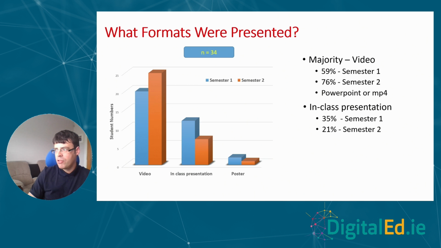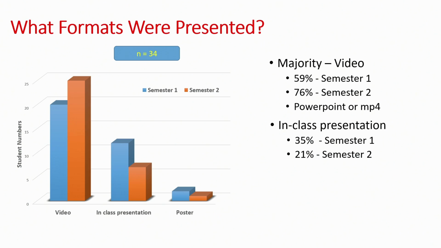From that, the majority was video, so a video recorded presentation, and that increased from 59% to 76% from semester 1 to semester 2. These were saved in either PowerPoint format or MP4. In-class presentation then was 35% for semester 1, and that reduced to 21% in semester 2. And the poster then was 6% in semester 1 and 3% in the second semester.